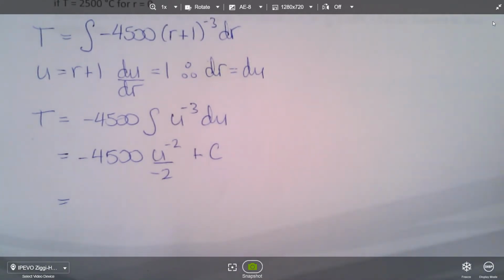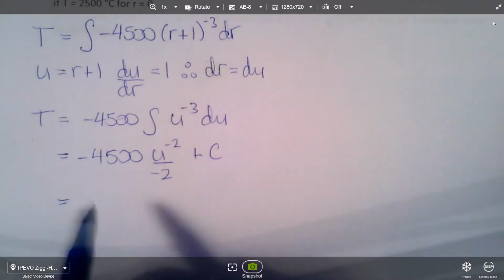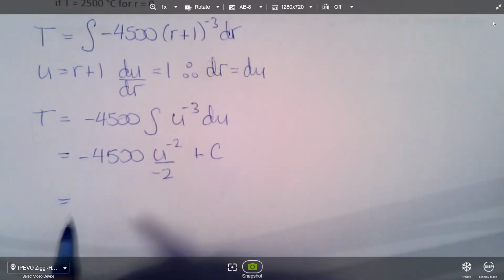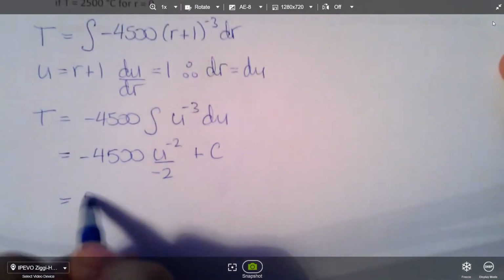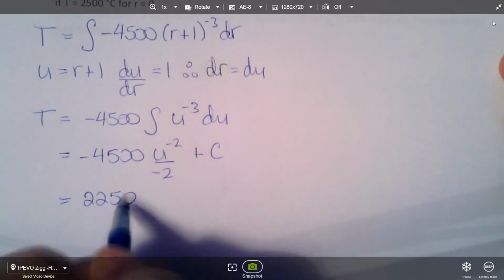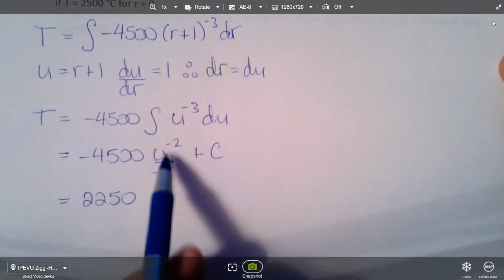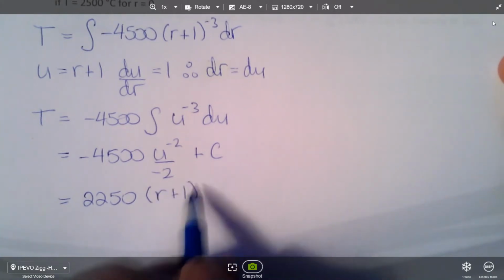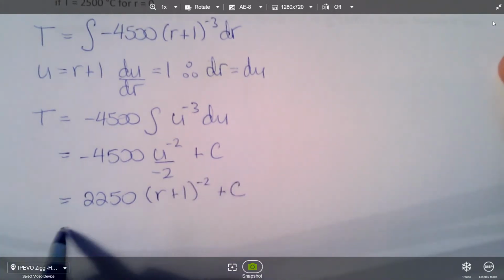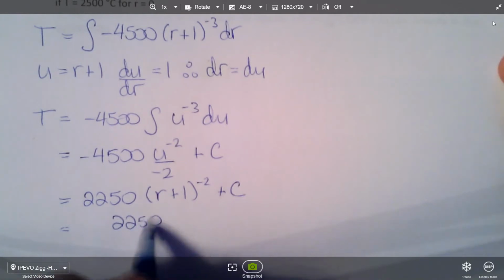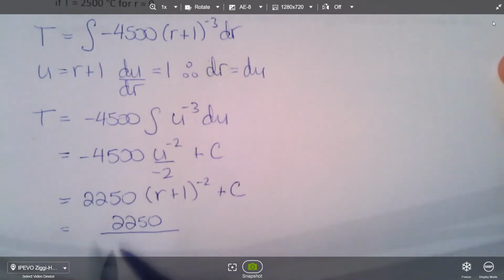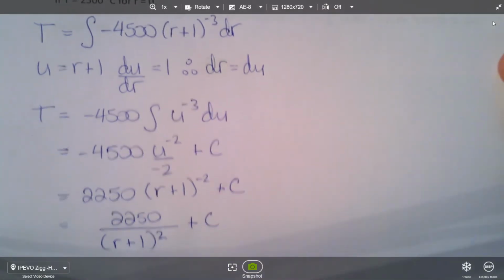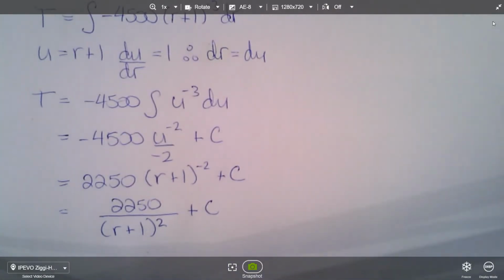So let's see here, 4,500, cancel the negatives, divide by 2, so we get 2250, and then the u minus 2. I want to substitute u back in, which is r plus 1, minus 2 plus c, and we'll do one more. Let's put it all over, just like that. Okay. All right, so again, there's my integral.